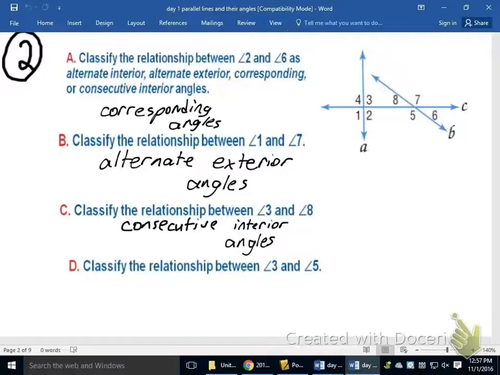Classify the relationship of angles 3 and 5. So again, we're dealing with interior angles because they're between lines A and B. They are on different sides of the transversal line C, though. So that makes them alternate interior angles. And that wraps up example 2.